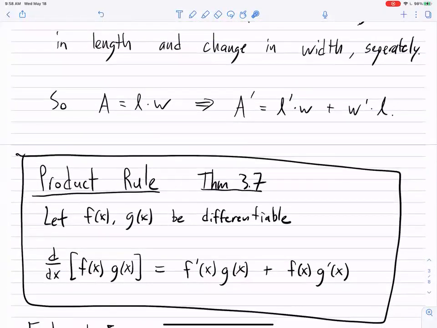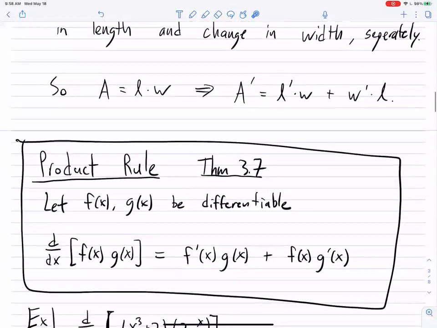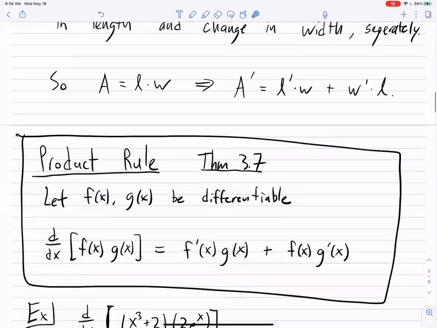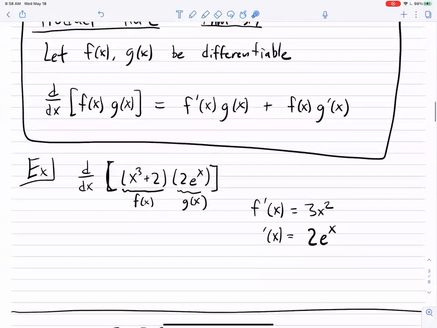So the official product rule, theorem 3.7 in the book, is if you have two differentiable functions, f of x and g of x, then the derivative of their product is the derivative of the first guy times the regular of the second guy plus the regular of the first guy times the derivative of the second guy. And so that is the product rule. It incorporates both derivatives and both regular parts. So let's do an example.